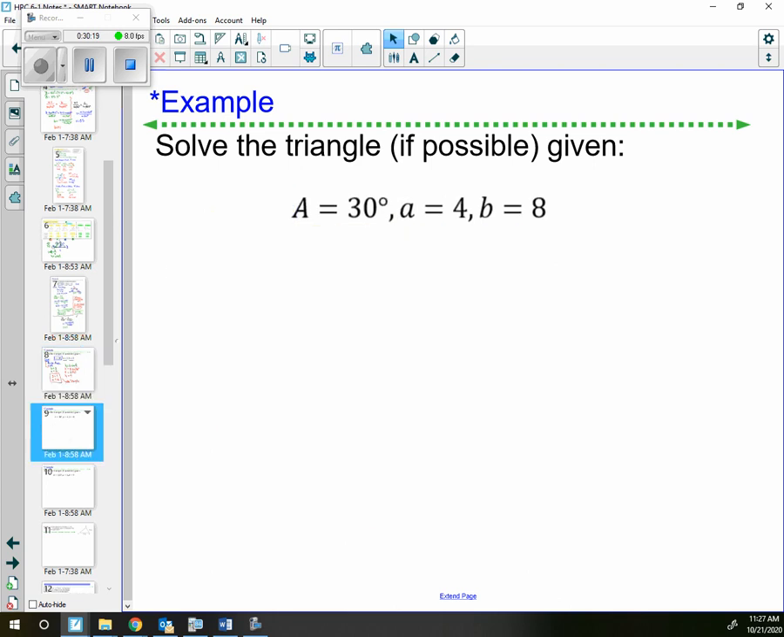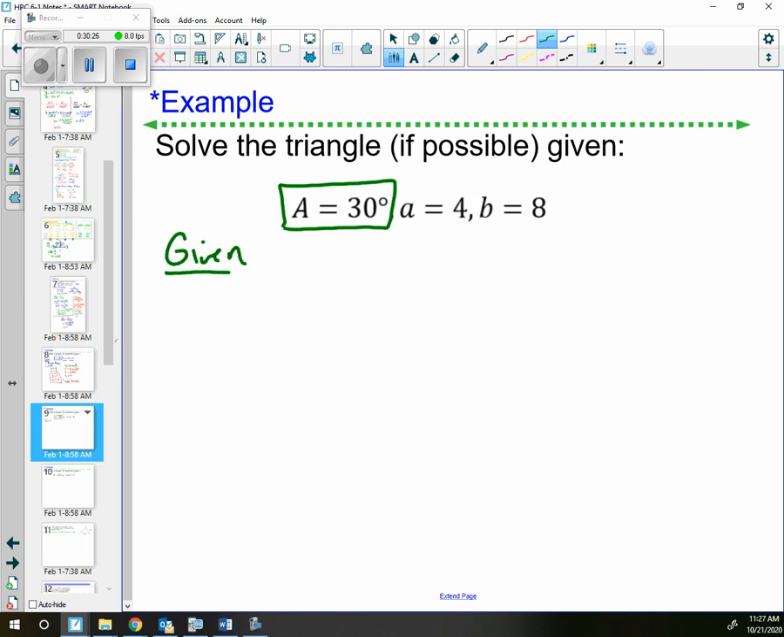All right, let's try another scenario. I'm going to change one thing. We still have that given angle. That's acute. So we're given an acute angle.